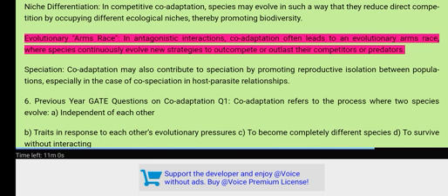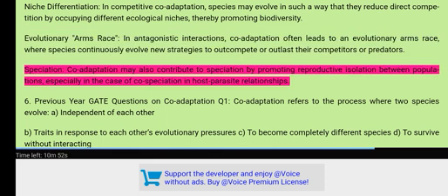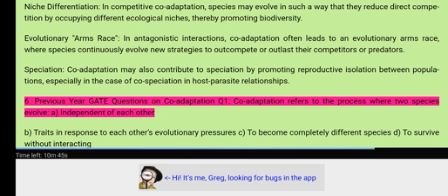Evolutionary arms race. In antagonistic interactions, co-adaptation often leads to an evolutionary arms race, where species continuously evolve new strategies to outcompete or outlast their competitors or predators. Speciation. Co-adaptation may also contribute to speciation by promoting reproductive isolation between populations, especially in the case of co-speciation and host-parasite relationships.